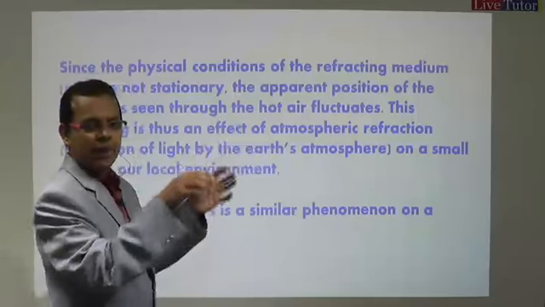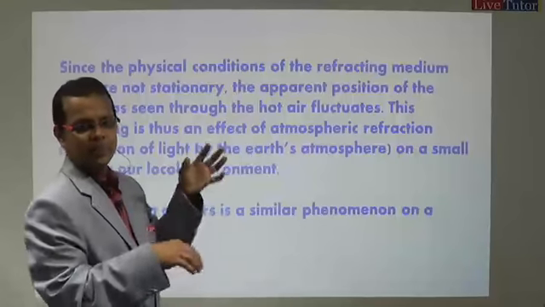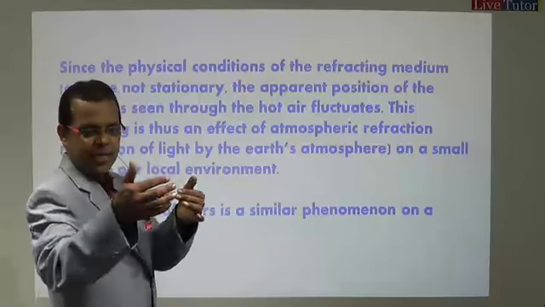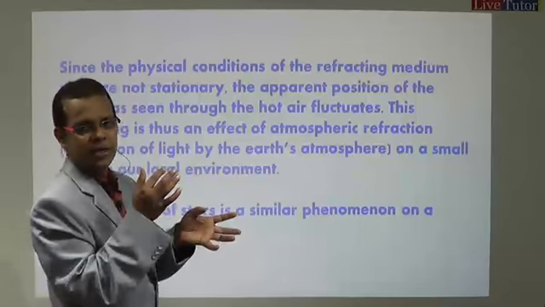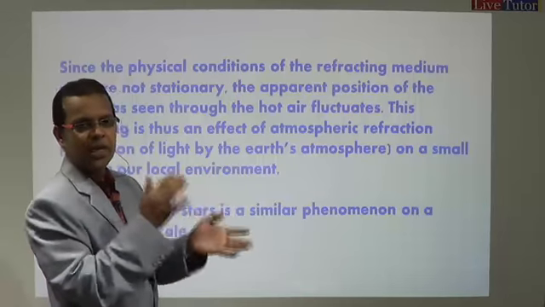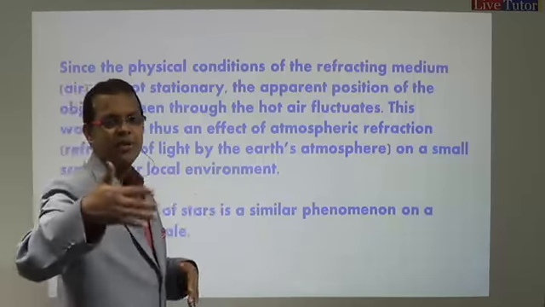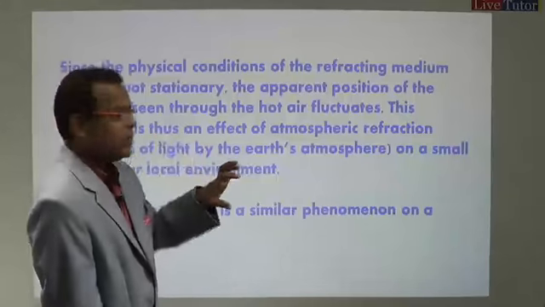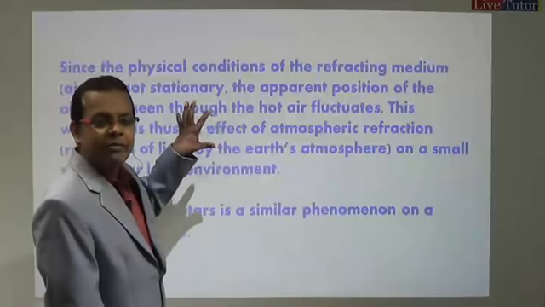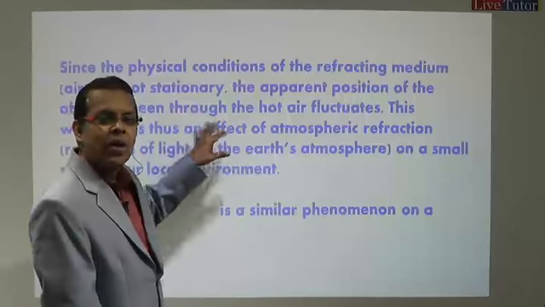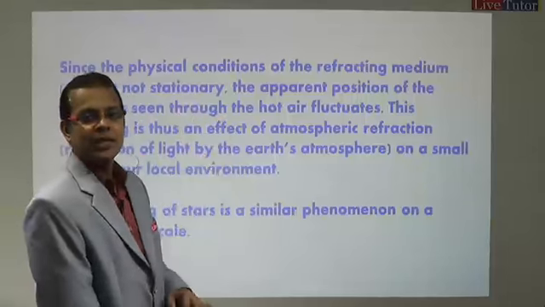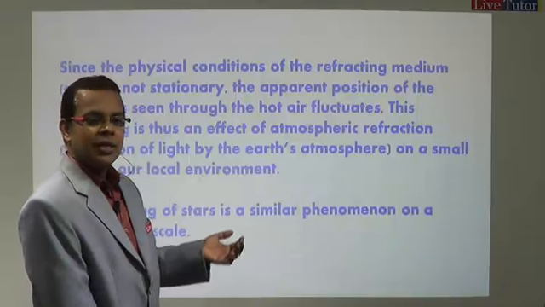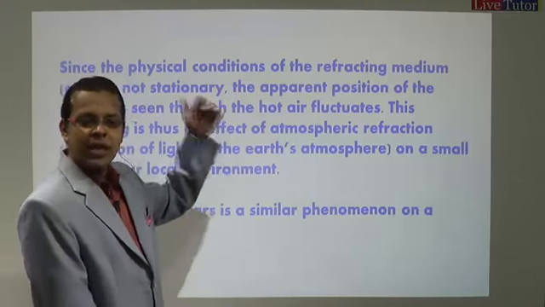So like that, the position keeps on changing, isn't it? Due to this change in the position, the light which is coming through will also be changing, isn't it? The refracted light will also keep on changing. That is why we are not able to see the object very clearly, so it is flickering. So this is nothing but the refraction of light by the Earth's atmosphere on a small scale in the local environment, on the surface of the earth.